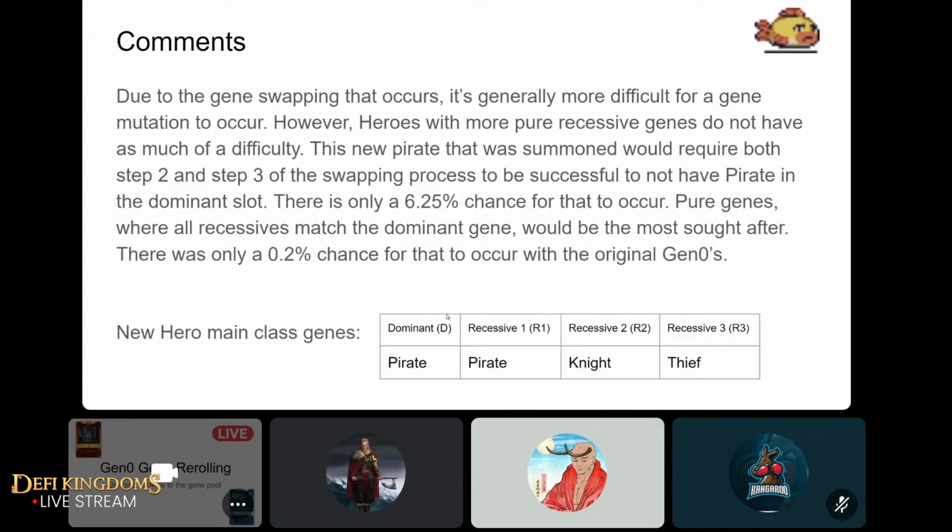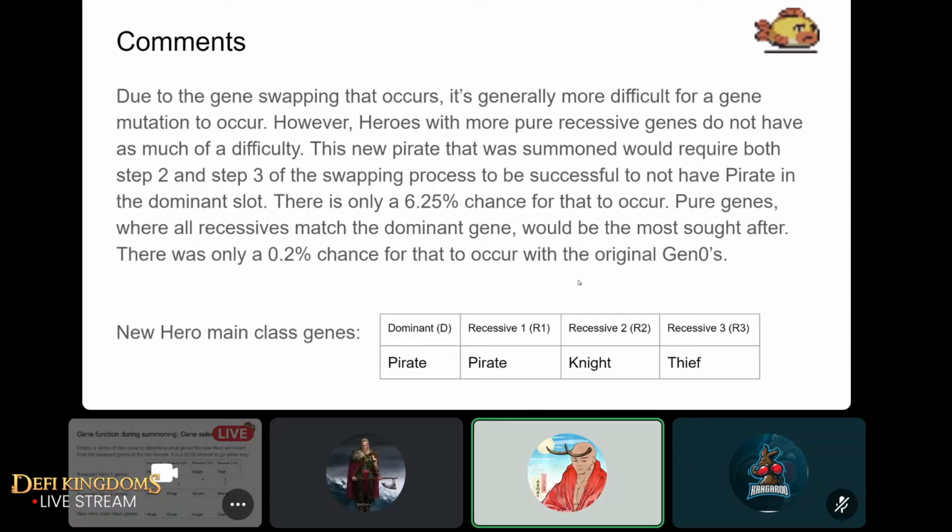It's possible to occur. But in the case where you have more pure genes like this, if the swap of R1 and the dominant occurred, that wouldn't change your chance of getting a mutation on this hero side, if this one was summoning. So the only way to mess up that chance of getting the mutation would be if whatever is in R2 gets swapped twice. So this swapping is yes, and this swapping is yes. That would only be a 6.25% chance to occur. And if you had a pure class where it was all Pirate genes all the way across, then there'd be no chance of the swapping and the recessive genes causing an issue.